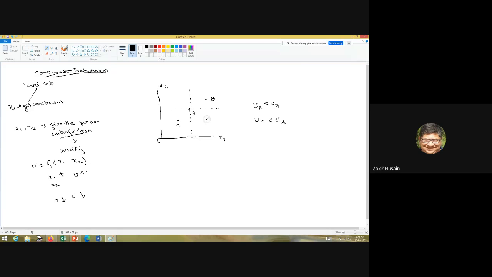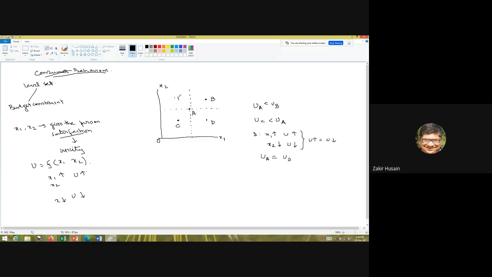Now, if we take a point like this, D, X1 has gone up, so utility increases, right? But what has happened to X2? It's gone down. What will happen to utility? It will decrease. Now, we can fine tune the increase and decrease in such a way that they are equal. They cancel out. If we can identify this point, then what is the relation between UA and UD? They are equal, they are indifferent.